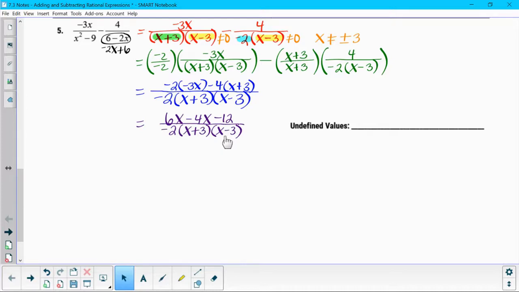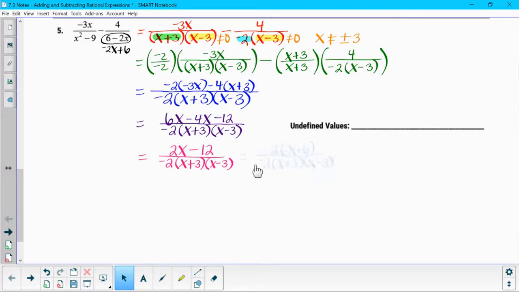I'm going to combine like terms. 6x minus 4x is going to simplify to be 2x minus 12. And I'm going to see now I have 2, 12, and 2. All of those things have a common GCF. So I'm going to try to pull that out as best as I can.